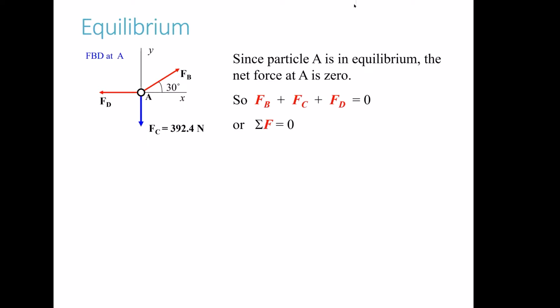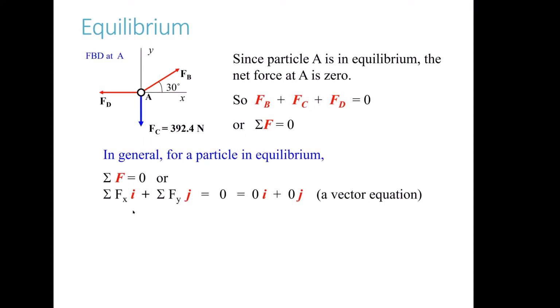Continuing on, here's our equilibrium condition. These are our vectors: FB plus FC plus FD equals 0. You could also write it like this: the summation of all the forces in the x direction, the magnitudes, times i, plus the summation of all the forces in the y direction times j. But these individually would also have to be 0. When you're saying that the summation of all the vectors is equal to 0, what you're really saying is that the individual components must also sum to 0. And that's all this is showing.